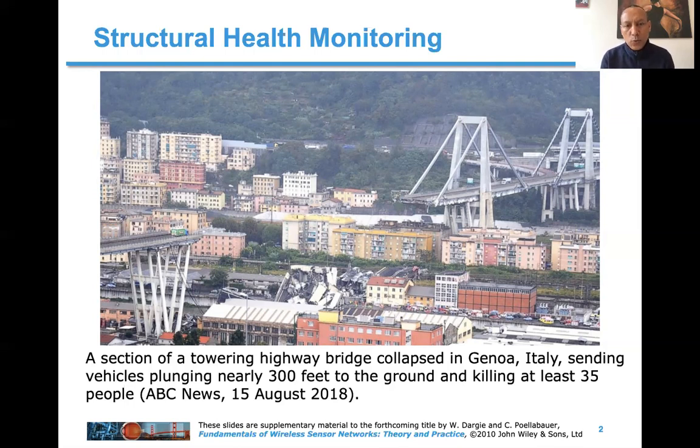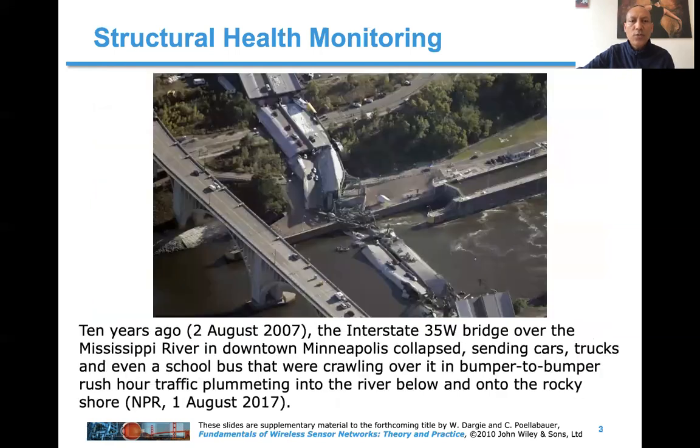You may recall 2 years ago in Genoa, Italy, a bridge collapsed, and according to the news, the deck, 300 feet from sea level, collapsed, killing instantly at least 35 people. More than 30 cars were on the bridge while the bridge collapsed. Of course, this problem is not exclusive to Italy.